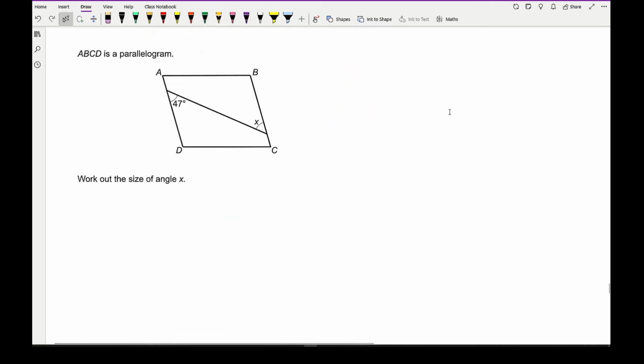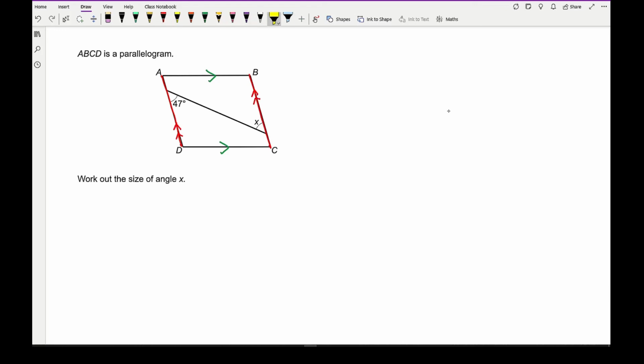Now moving on to our next question, it says that ABCD is a parallelogram, and the question is asking me to work out the angle of x. Now in terms of a parallelogram, let's have a look at what lines are going to be parallel. These two here are going to be parallel, and also this line here is going to be parallel to it. I'll mark that with two little arrows.